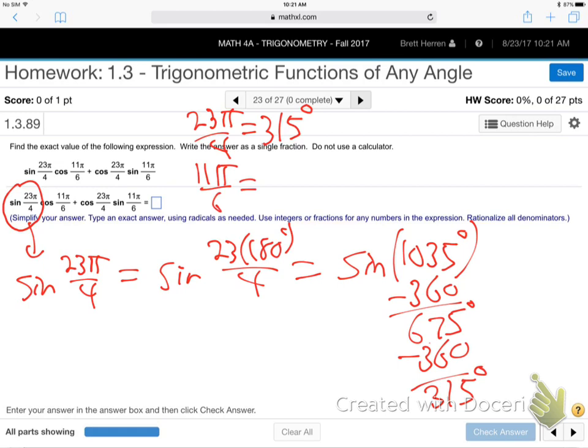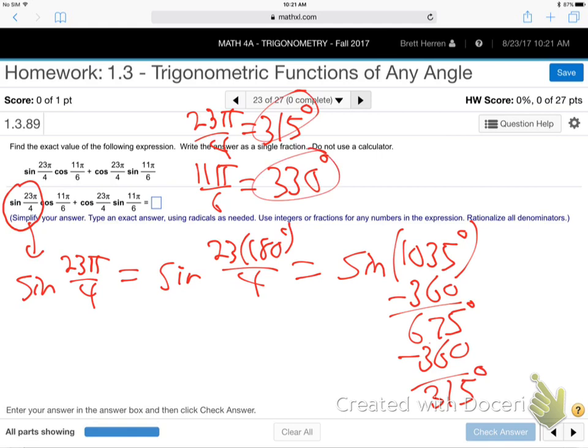What did the 11 pi over 6 come out to be? We did it a minute ago, right? What was that one? 330. Was it 330? Yeah. Do I have the first one right? Is it 315? Yeah? Okay. So 315 and 330. Just plug those in and do the work. Everywhere you've got 23 pi over 4, just put in 315. Everywhere you've got 11 pi over 6, just put in 330.